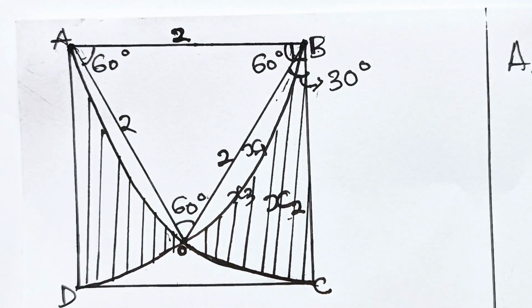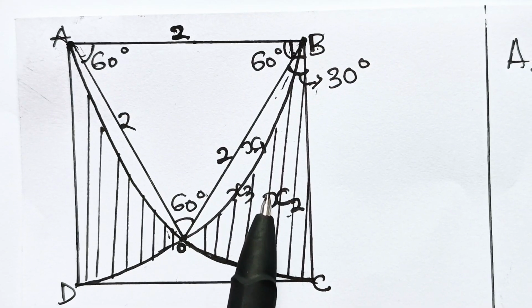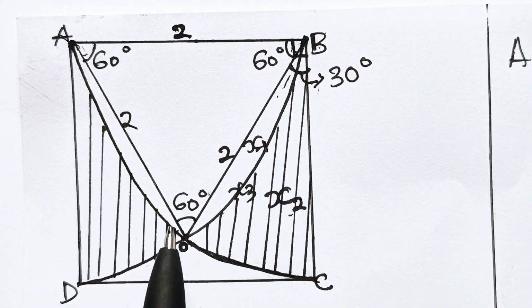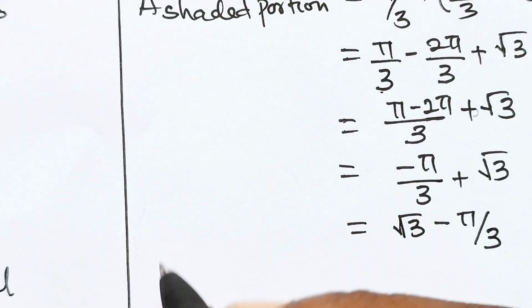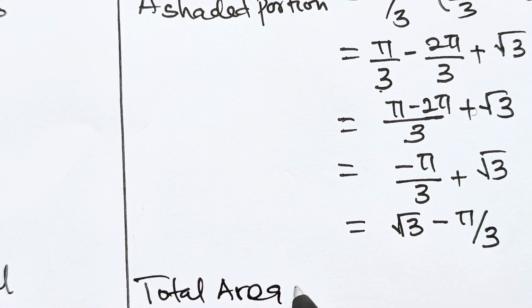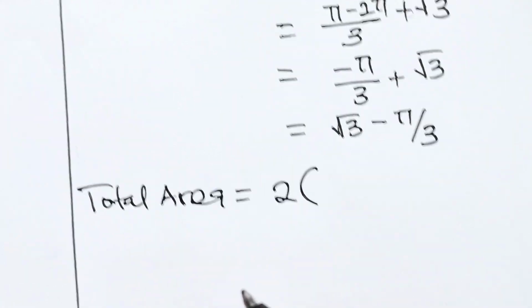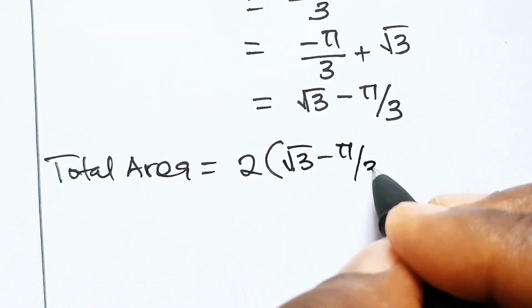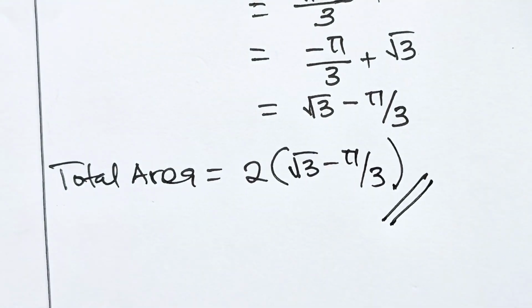But we have two shaded portions, not just one, and they are symmetrical, they are equal. Therefore, the total area of the shaded portion will be equal to 2 multiplied by root 3 minus pi over 3. And that is our answer.